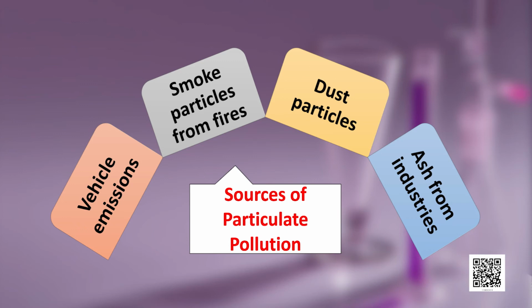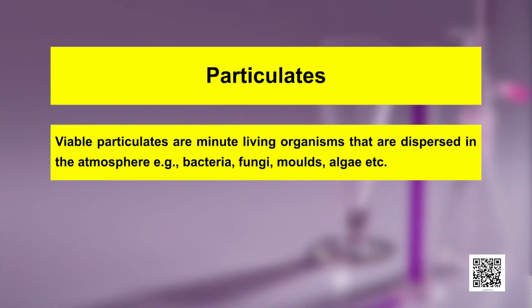Let's now move on to another category of tropospheric pollutants, that is particulate pollutants. Particulate pollutants are minute solid particles or liquid droplets in air. Sources of particulate pollutants are vehicle emissions, smoke particles from fires, dust particles, and ashes from industries. Particulates in the atmosphere may be viable or non-viable. Viable particulates are bacteria, fungi, molds, algae, etc. They are minute living organisms that are dispersed in the atmosphere.